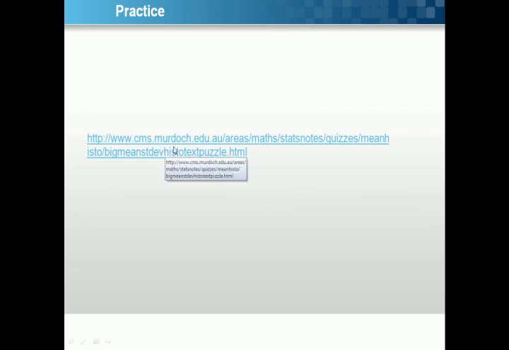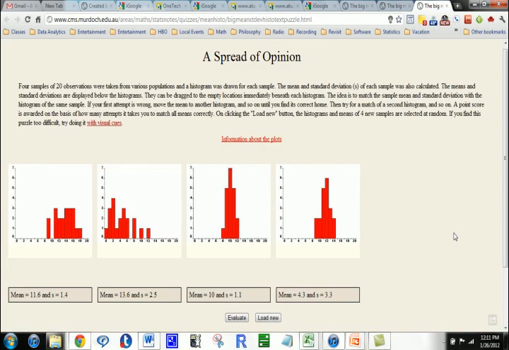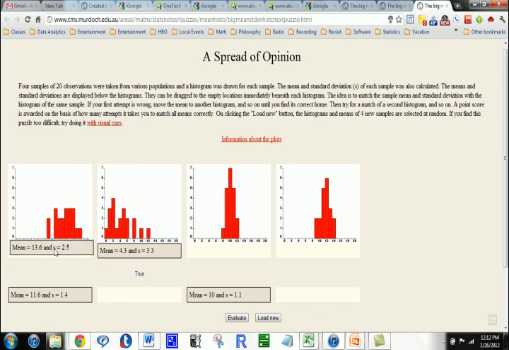Okay, here's a website, and I have links to this on my website as well, but let's go take a look at it. Practice matching histograms to means and standard deviations. Looking at these, note down at the bottom we have means of 11.6, 13.6, 10, and 4.3. So it's going to be pretty easy to drag that on over here. You can see at the bottom it's indicated true that I have in fact found the right mean and standard deviation there. Of the remaining three, one of them has quite a bit larger standard deviation, and I'm going to drag that over here. It's a little more spread out than the other two. The mean's also higher, but I'm really looking at the spread here.